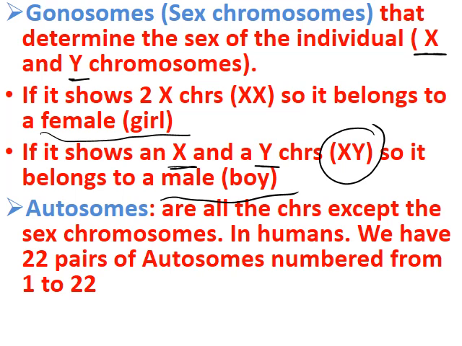From pair 1 to pair 22, they are called autosomes. We have 22 pairs of autosomes, numbered as I said from 1 to 22. So the gonosomes are only the sex chromosomes, meaning X and Y, while the autosomes are all the chromosomes starting from pair 1 to pair 22 except the sex chromosomes.